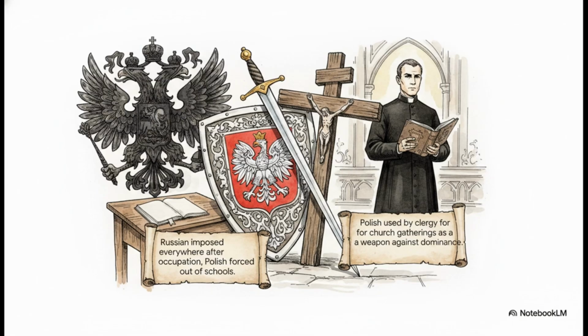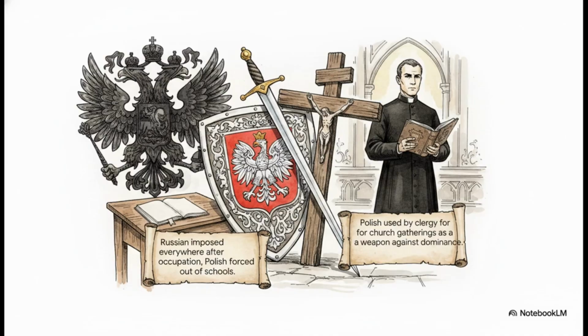But after an armed rebellion was crushed in 1831, Polish clergy struck back culturally. They defiantly used Polish for all church gatherings and religious instruction. It became a weapon of national resistance. The cost, though, was incredibly high. Massive numbers of priests and bishops were thrown in jail or exiled to Siberia by Russian authorities simply for refusing to preach in Russian.